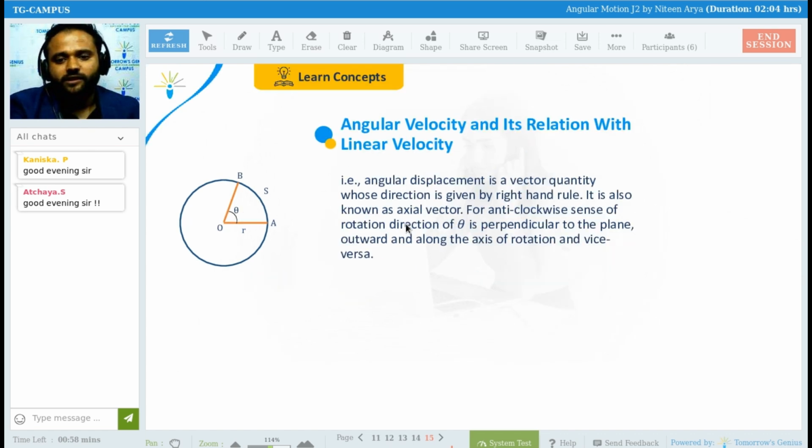Angular displacement is a vector quantity, whose direction is given by the right hand rule. It is also known as an axial vector. For anti-clockwise sense of rotation, the direction of theta is perpendicular to the plane, outward and along the axis of rotation, and vice versa. What does it mean? Whenever we find theta, or angular displacement, we always find it in the anti-clockwise direction. Whenever we go anti-clockwise, the angle is going to be positive. Whenever we go clockwise, the angle is negative.